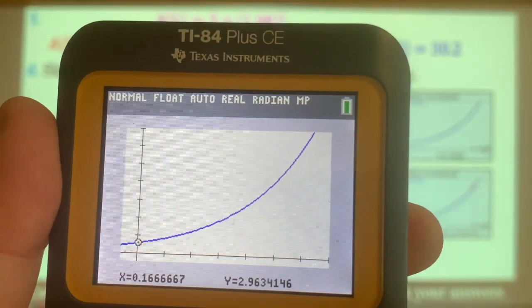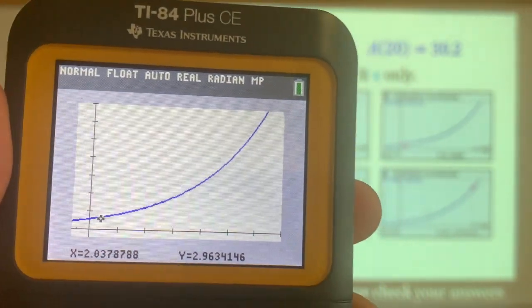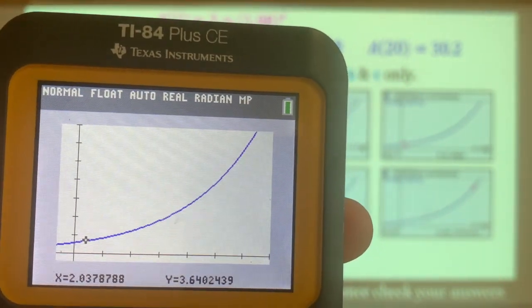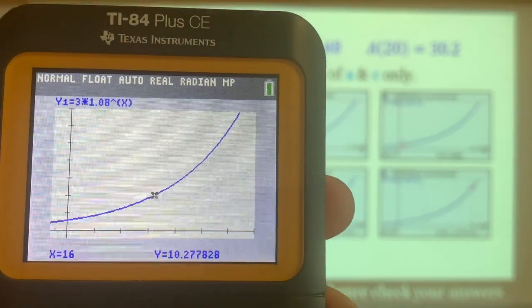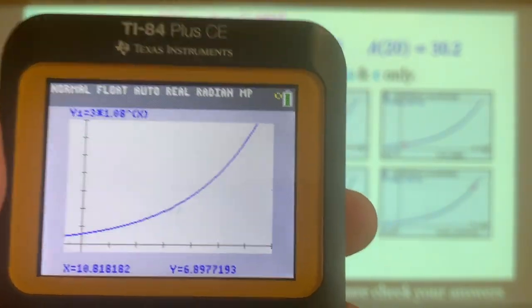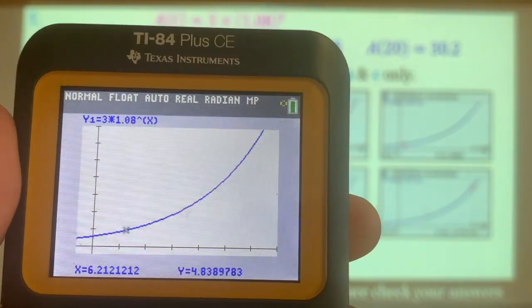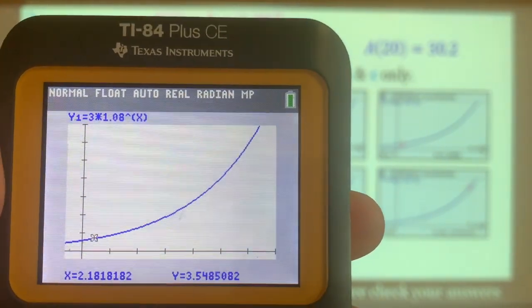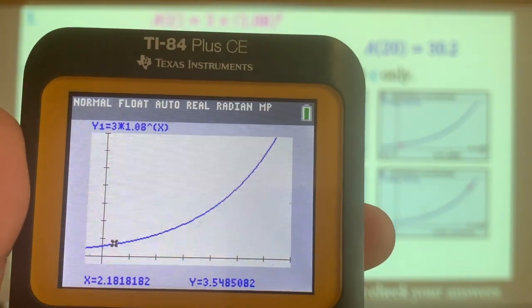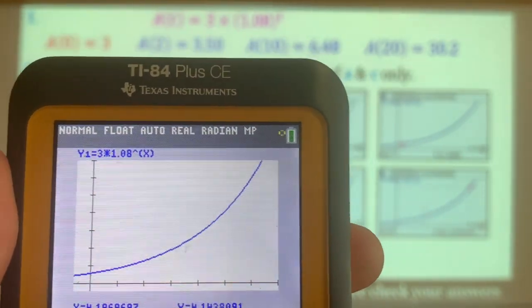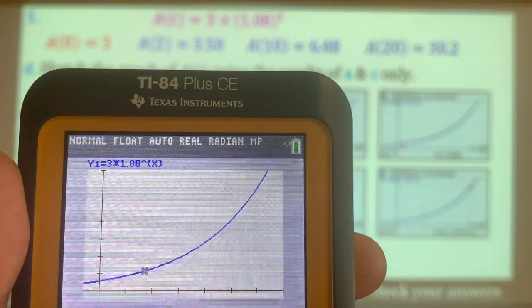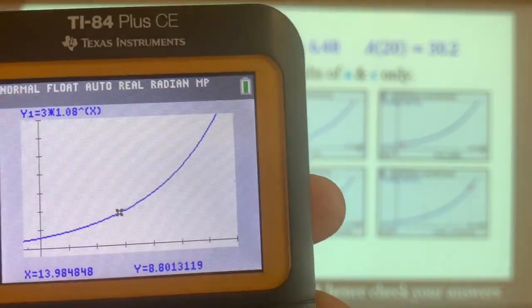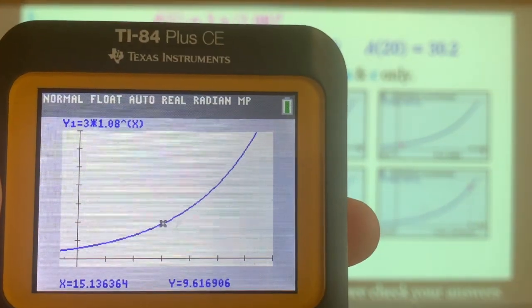Okay. Next one, what does it say? 2, 3.5. So I'm going to go where x is 2. I get to about 2.03. Or you can actually just hit trace so you're always on the graph. Trace is probably better. So now let's go x is 2. About 3.5. Then I'm going to trace up to about 10. And this is just checking my answers. Yes, I can type in and get the same exact answers.